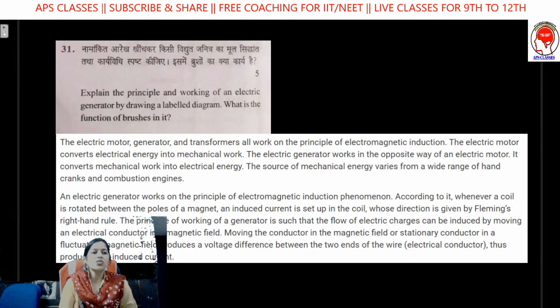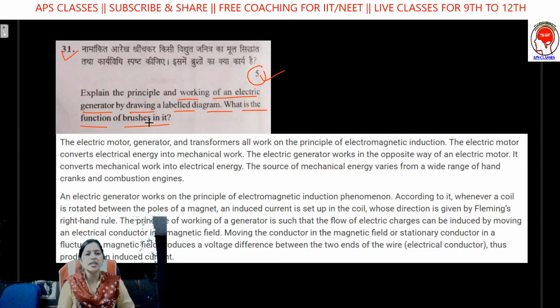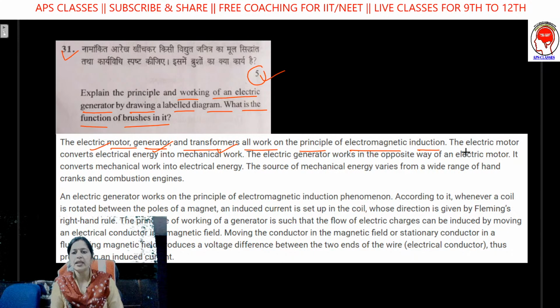And your last question is question number 31 and it again carries 5 marks. Explain the principle and working of electric generator by drawing a labelled diagram, and what is the function of brushes in it. This is the most important question. The answer is: the electric motor, generator and transformers all work on the principle of electromagnetic induction.